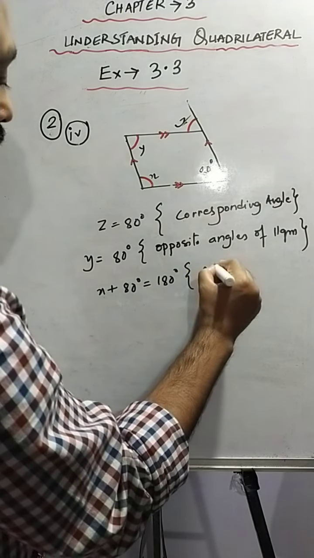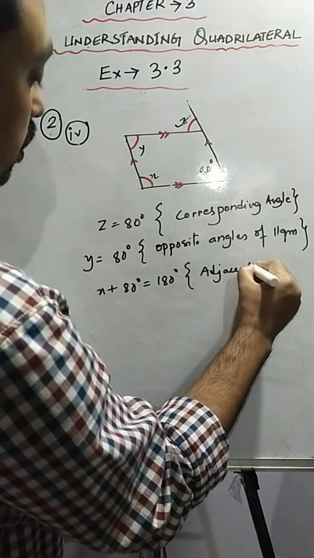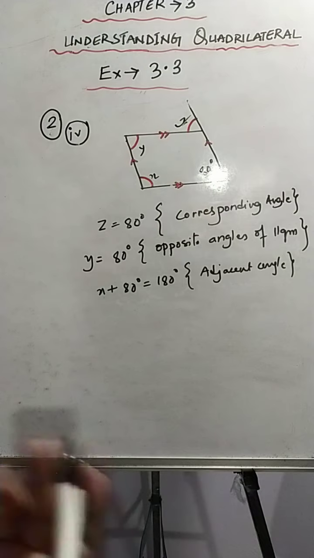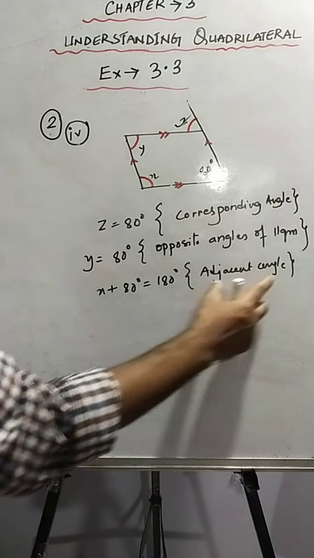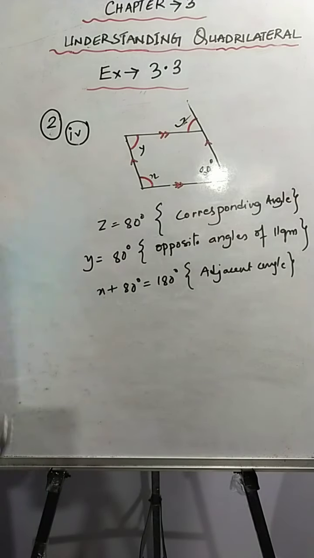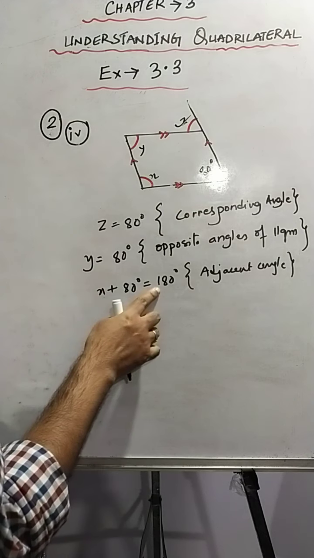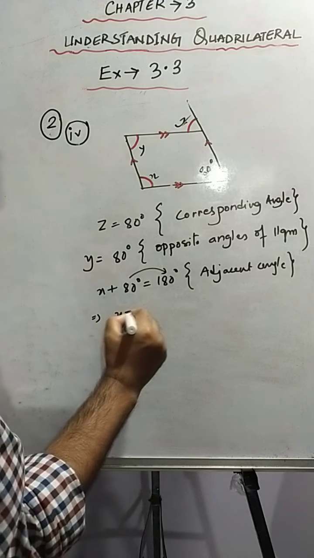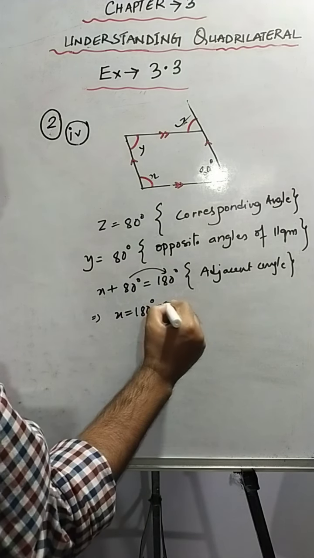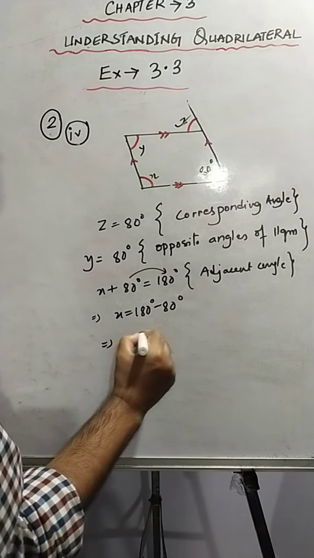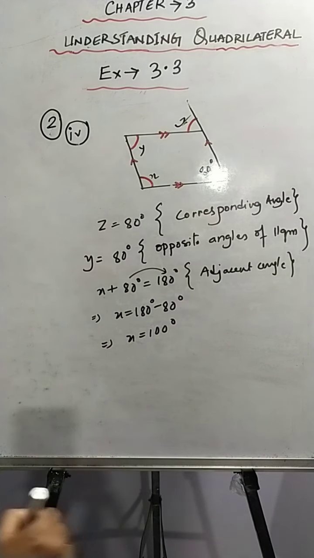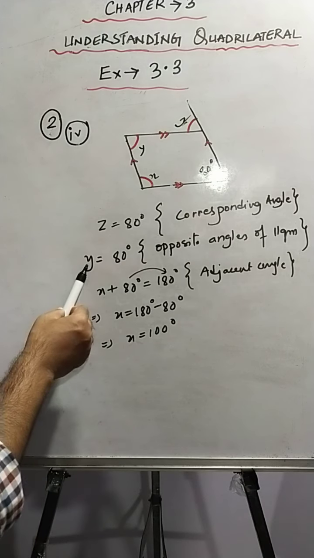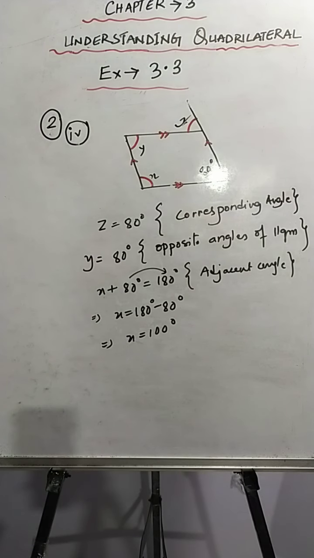Why? Always you have to write the reason, students. If you are not writing the reason, then this will be considered wrong. Without reason, this has no meaning. So x plus 80 degree equals to 180 degree. So 80 will be transposed to that side. So x will be equals to 180 minus 80 degree. So that will be what? x equals to 100. Okay, so the value of x is 100 degree, value of y is 80 degree, and value of z is also 80 degree.